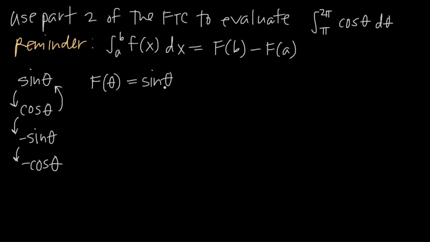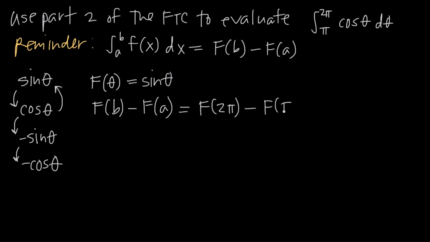Now, since that's our new function, we're looking for capital F of b minus capital F of a. So all we have to do is plug b into this function here for theta, and then subtract whatever we get when we plug in a. So if we say F of b minus F of a, that's going to be equal to, let's plug b into this function. Well, b is 2 pi, so we're going to say F of 2 pi minus capital F of a. In our case, a is pi, so we're going to say minus capital F of pi.